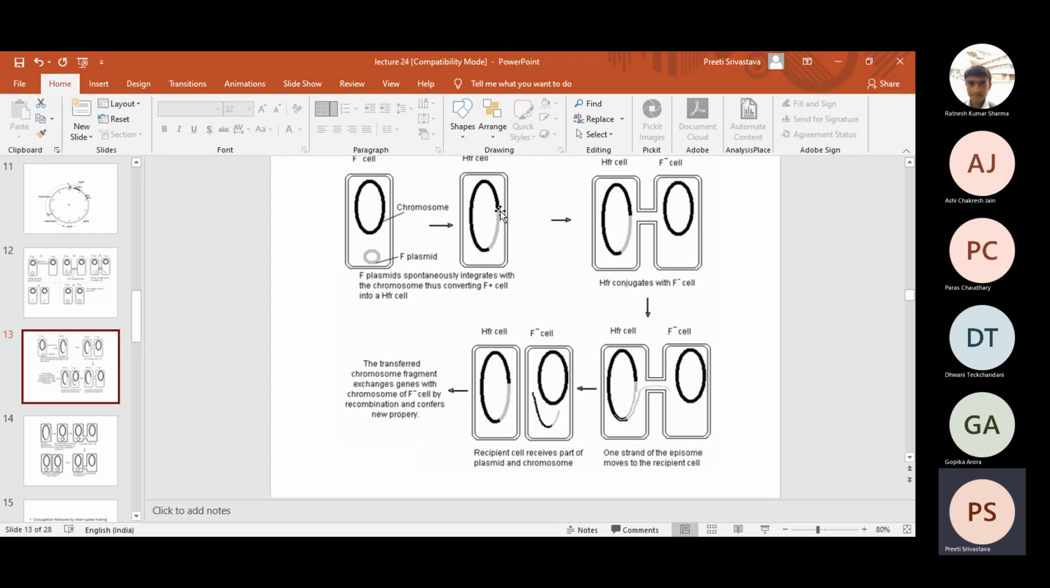Likewise, you do conjugation where, for example, the F plasmid is integrated here, in another HFR. Again you perform conjugation and score for the positioning of the markers. You can do this with multiple HFR strains, for up to 100 minutes or 120 minutes or even more, and then try to develop a map.